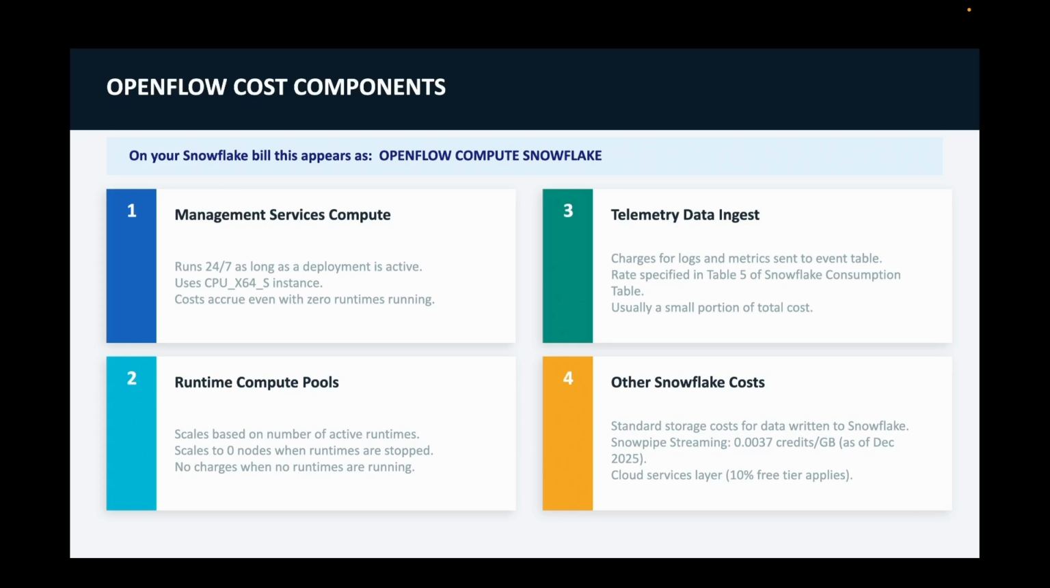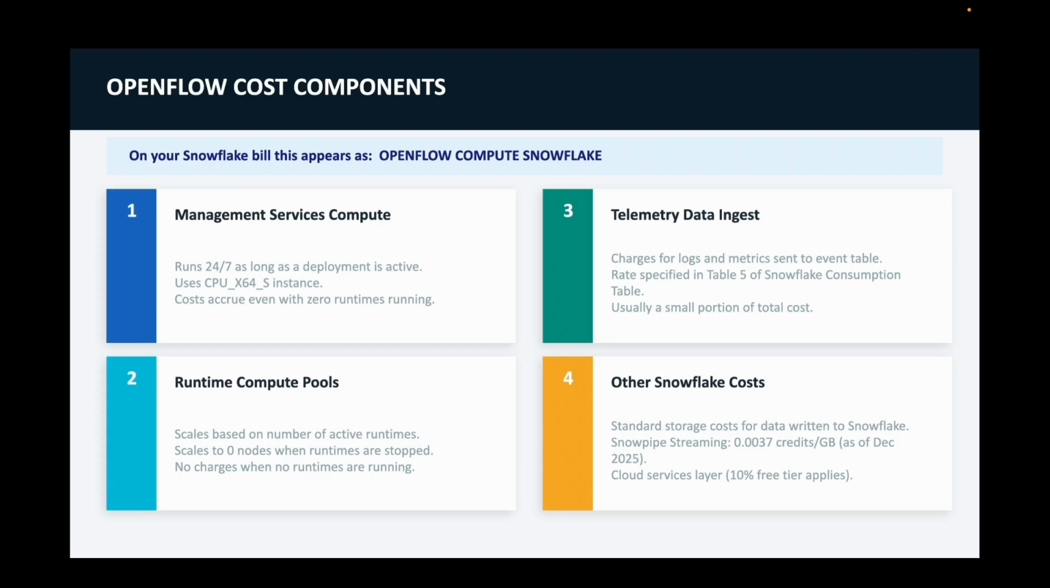The second one is runtime compute pools. So you will typically assign a certain number of nodes to a runtime, and it is based on whether you create a small, medium, or large runtime. And you can also have auto scaling starting from a minimum of one node to 50 nodes. So there is cost involved on the runtime compute pools in Openflow.